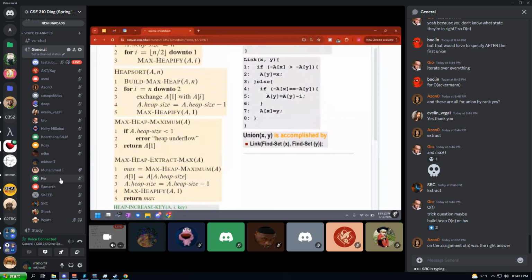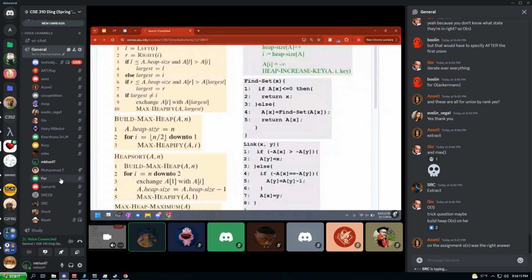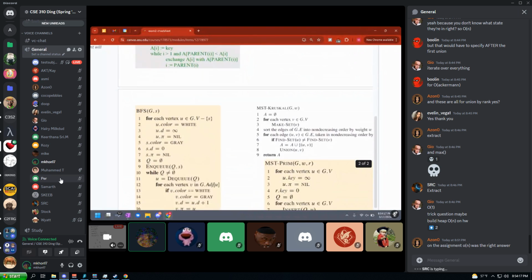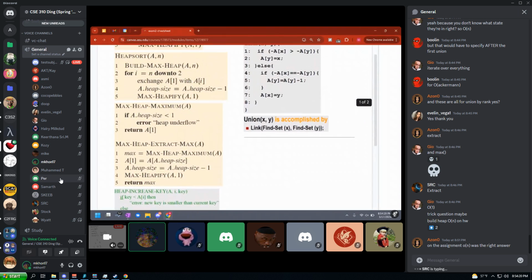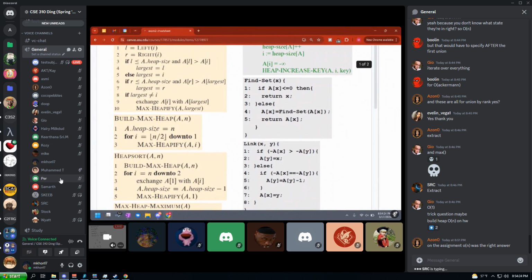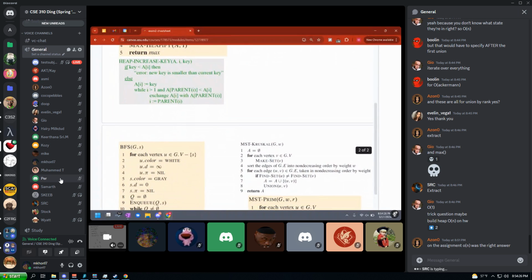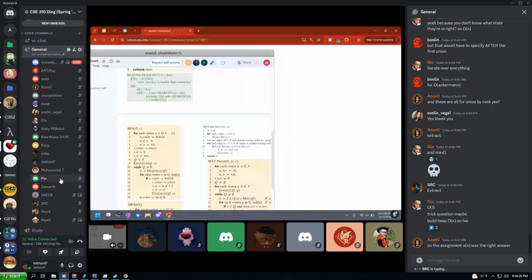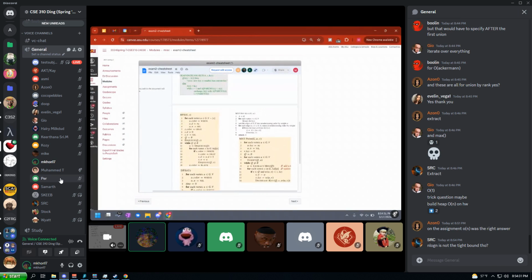But let me see here. We're going to go on and check the decrease key, I guess. Where is it? It's probably up here. We're not done with the decrease key, the insert. Wherever that is. Wait, really? Is it not on here? Is there no insert function?